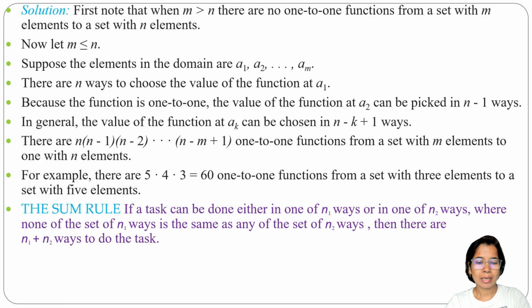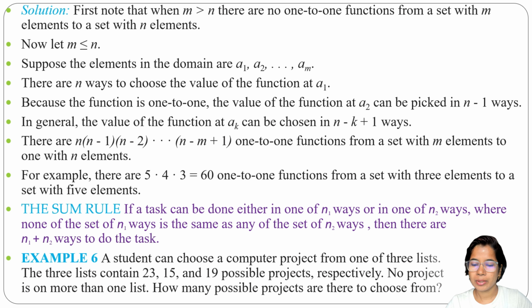If a task can be done either in one of the n1 ways or one of the n2 ways, where none of the set of n1 ways is the same as any of the set of n2 ways, so n1 and n2 are both different, either we can choose n1 or we can choose n2, then there are n1 plus n2 ways to do the task.